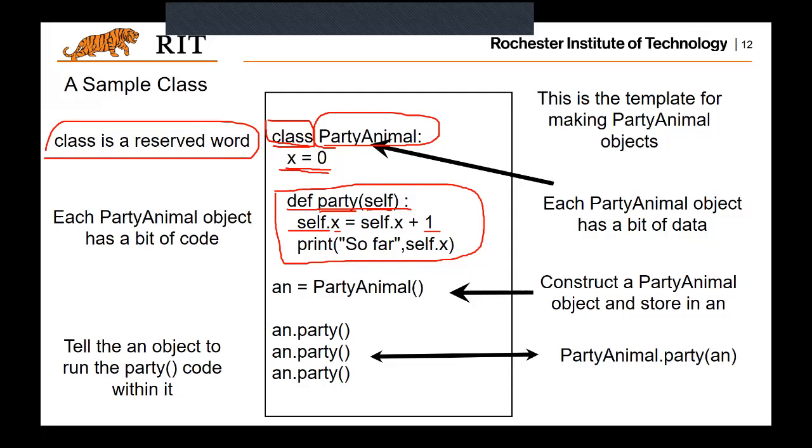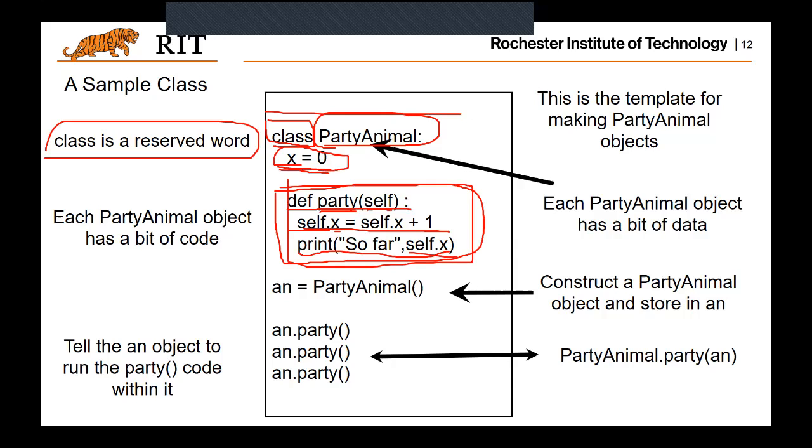Turns out you have your x increased by 1, meaning you have another party, you attend a new party, and the total number of parties you attended will be increased by 1. So that's what this function does. Of course, you print the result, print so far and how many parties there. So this is a method, and this is the data stored in this class.